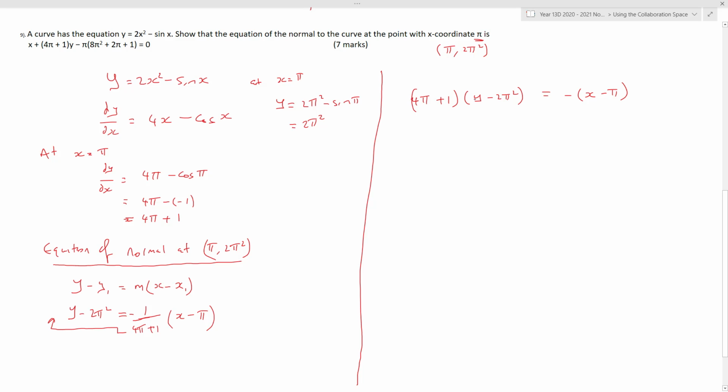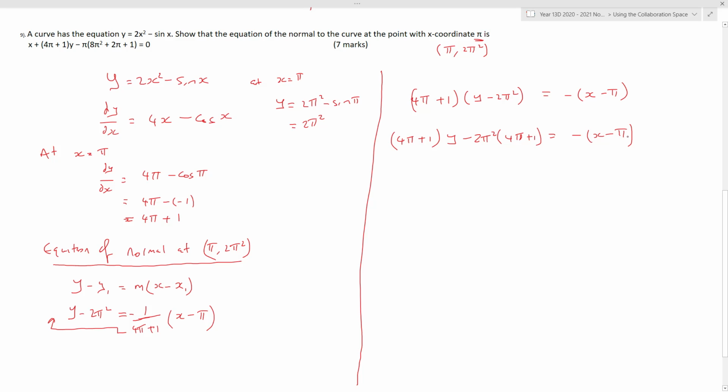So if we simplify, expand out, so I've got 4 pi plus 1 times y. I tell you what, it'd be easier if I just rub that out. There we go. So if I write that as minus 2 pi squared times 4 pi plus 1 is equal to minus x minus pi.